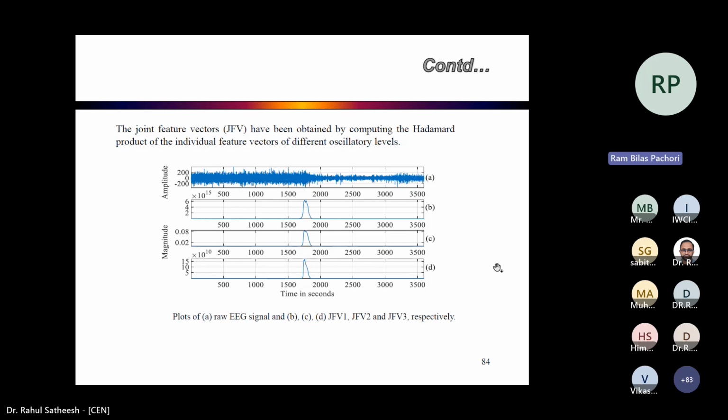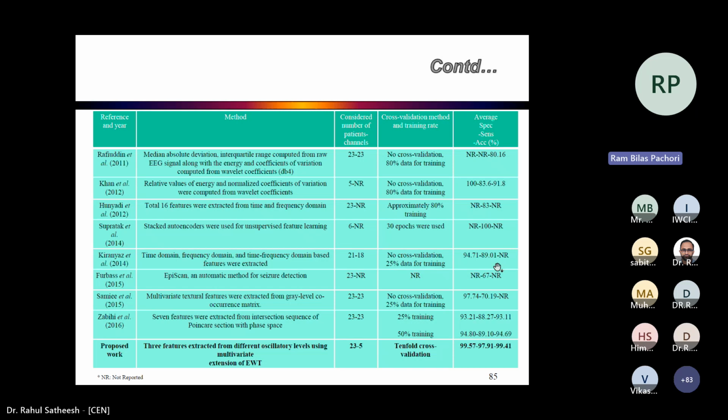Next slide, please. Here there are many methods. This is one of the standard benchmark databases where people have applied signal processing and machine learning techniques, and you can see the various classification performances in the last column of this table. Our proposed method, based on tenfold cross validation, gives you 99.5% specificity, 97.9% sensitivity, and 99.41% accuracy. So it is better than the other existing methods in the literature. Next slide, please.